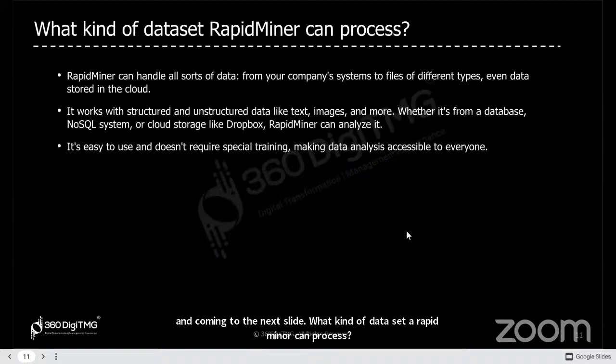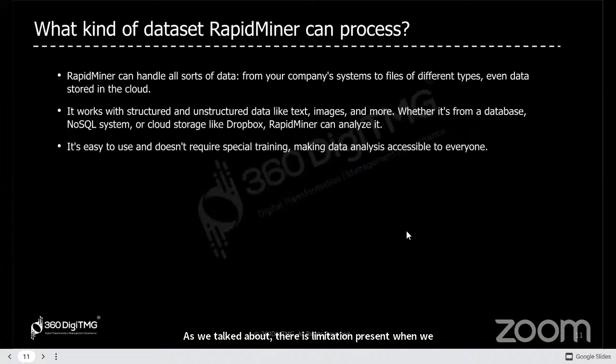As we talked about, there are limitations when we are using free versions, right? So do we have any limitations in what kind of data we can use or process? So here, see, RapidMiner can handle all sorts of data. It may be structured, it may be unstructured, it may be from various different sources, or it may be the data from company systems, or data having different sizes. Everything can be handled by this RapidMiner tool.